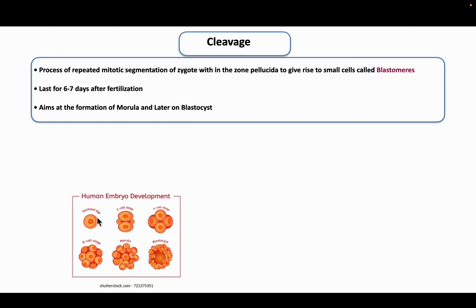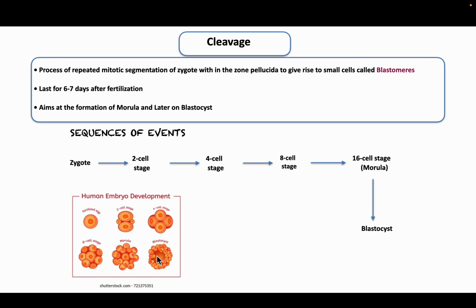Now you can see the human embryo development. Fertilized egg, 2 cell stage, then 4 cell stage, 8 cell stage, and then 16 cell stage, which is given the name morula. After that the blastocyst is formed. So this is the sequence of events: zygote, 2 cell stage, 4 cell stage, 8 cell stage, 16 cell stage, and blastocyst.